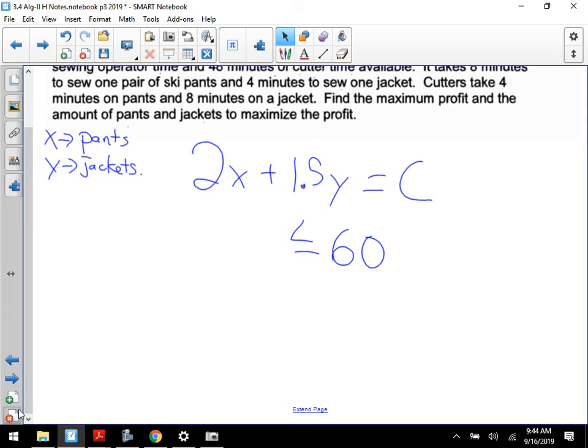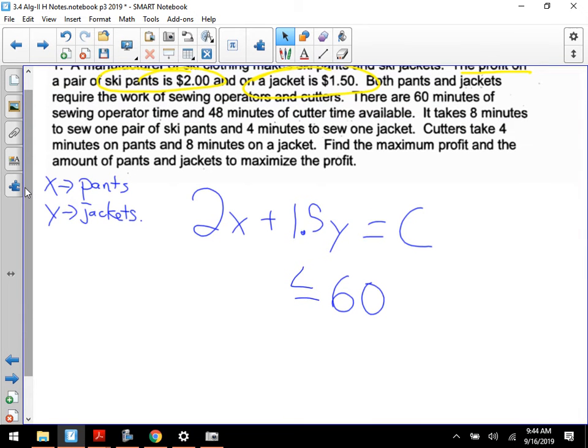Now, you have 2 different articles of clothing here, each requiring a specific amount of time of sewing. How much time did the pants need for sewing? Needs 8 minutes to sew a pair of pants. And how many minutes to sew a jacket? 4. After that, it talks about cutting.